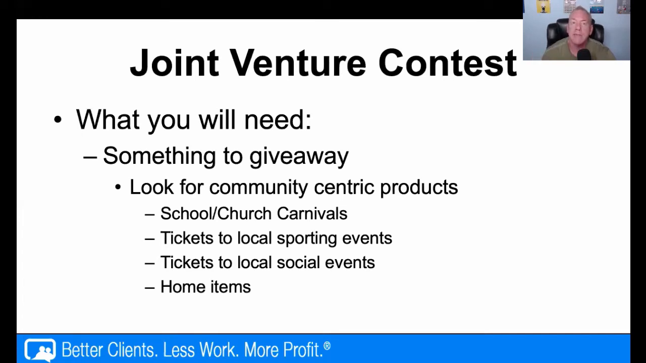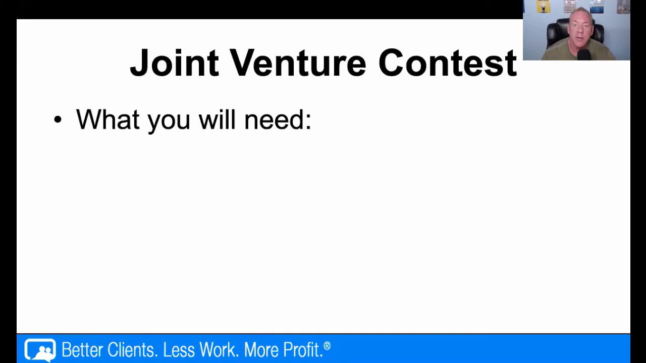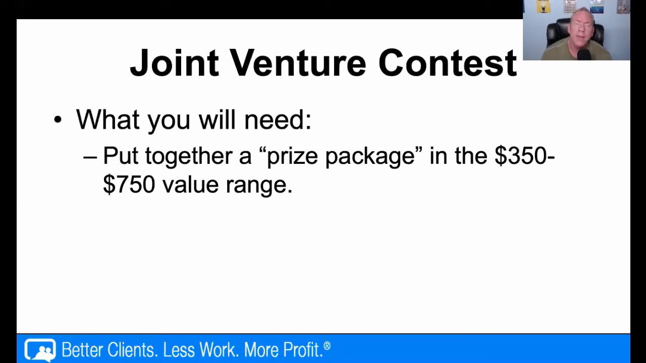Because you still need to give something away yourself. But what's also going to happen is you need the joint venture partners to give away something. So they need to have a gift certificate if they're a nail salon or a hair salon or a chiropractor. Usually that's good for the basic service. It doesn't have to be anything too fancy. And again, you want this prize package to be in the $350 to $750 range, because if it's too much more than that, people aren't going to believe it. They're not going to think that it's legit, that they could actually win it.